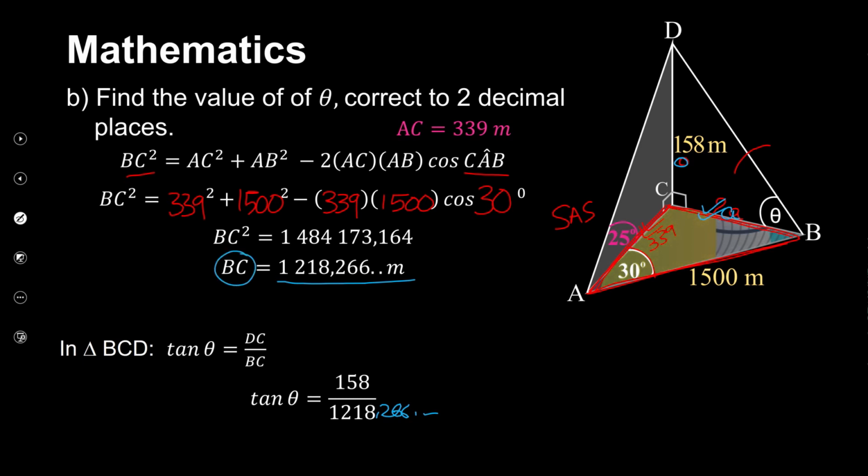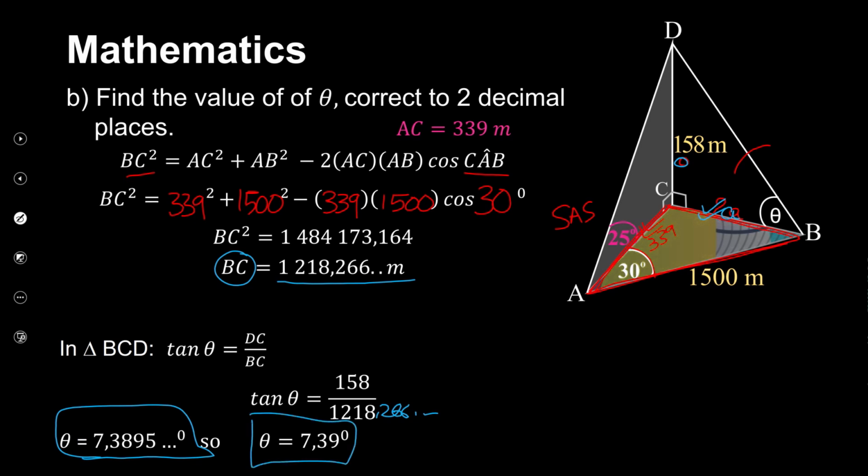And we're going to find shift tan of that answer. And once we do that, we're going to end up with theta equal to approximately 77.3895 degrees. We're rounding off to 2 decimal places like they asked us. So theta will equal 77.39 degrees.